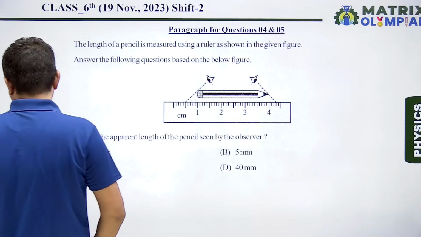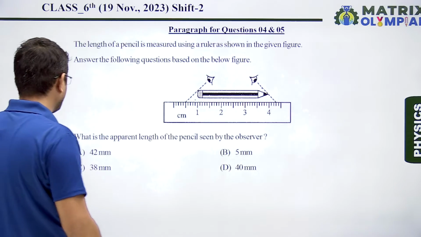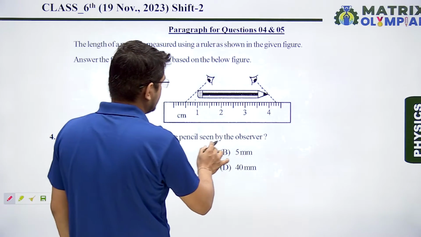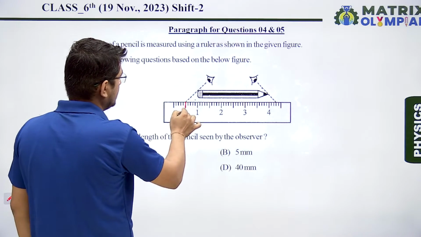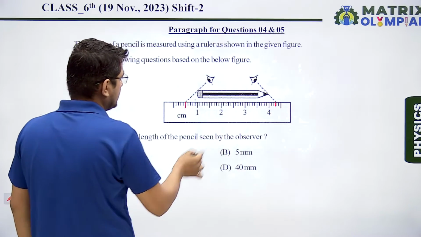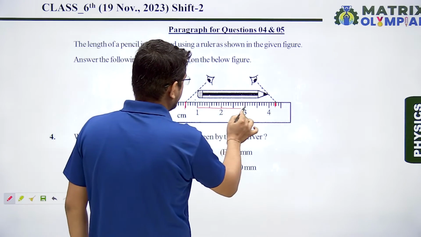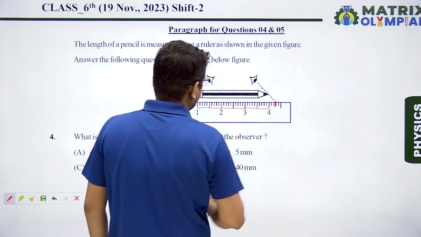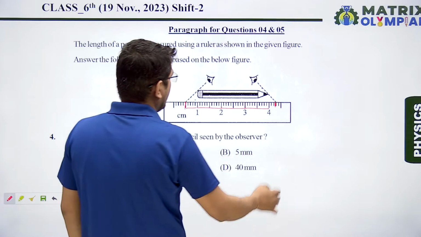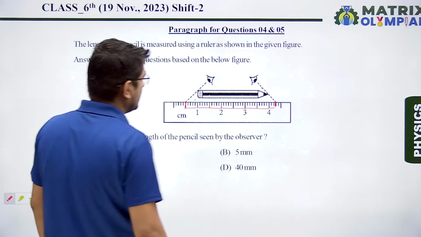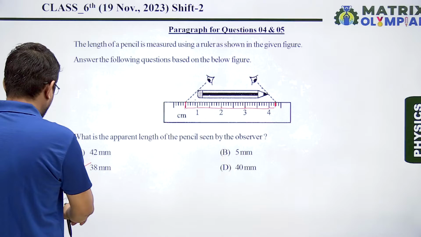Next question, question number 4. In question number 4, there is a diagram given here and we have to give the answer. What is the apparent length of the pencil seen by the observer? We can see the apparent length is seen from this point to this point. So we know that this is 10, this is 10 and this is also 10. That means 30, this is 5, this is 35. And this is 3, that means it becomes 38 millimeter. That is option C is our correct answer.